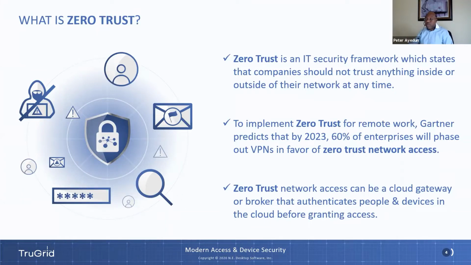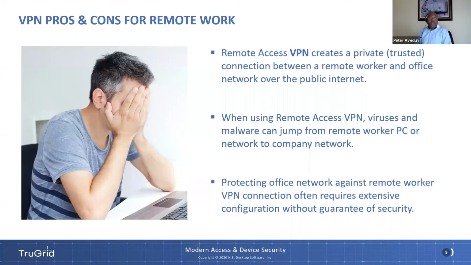Going forward, I'm going to talk about the common use for VPNs and the pros and cons. VPN is a great technology. It's been around for over 30 years, and it actually allows private connection between a remote worker and the office network over the public internet. And it does it very well. It does a good job. The challenge is that private connection implies a lot of trust. So as a result, if not well safeguarded, it's actually not impossible for malware and viruses to jump between the remote worker and the office network.